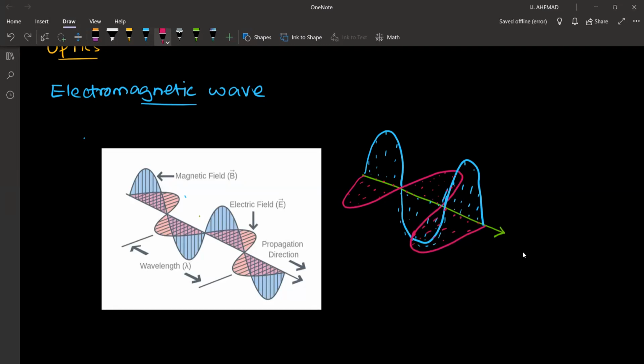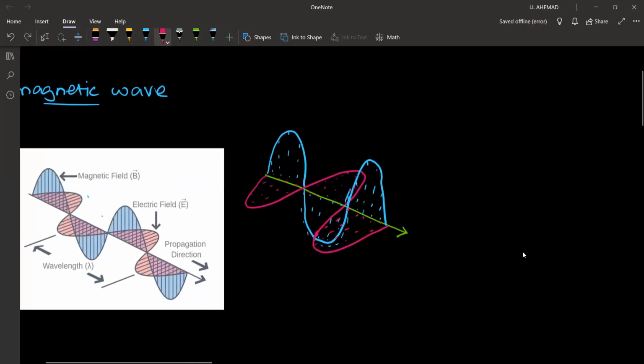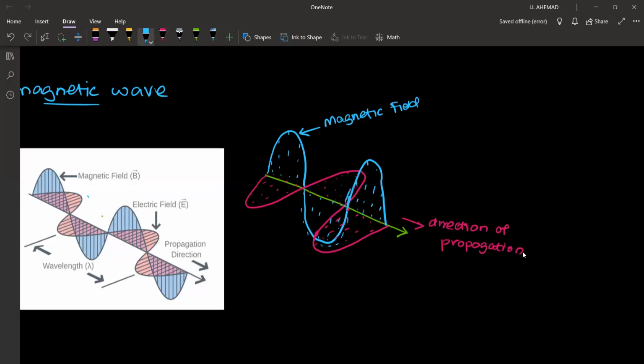So here, this is the direction of propagation. Let's consider this as the magnetic field, and the horizontal one then has to be the electric field.